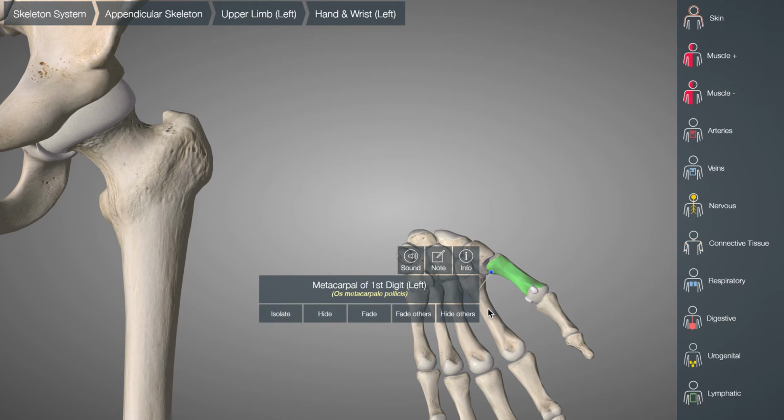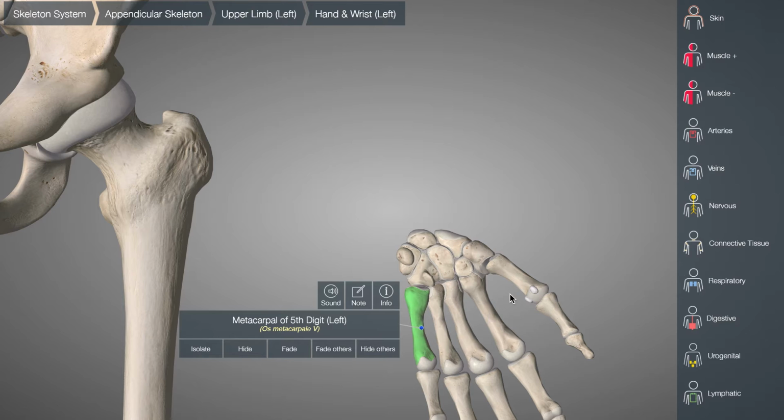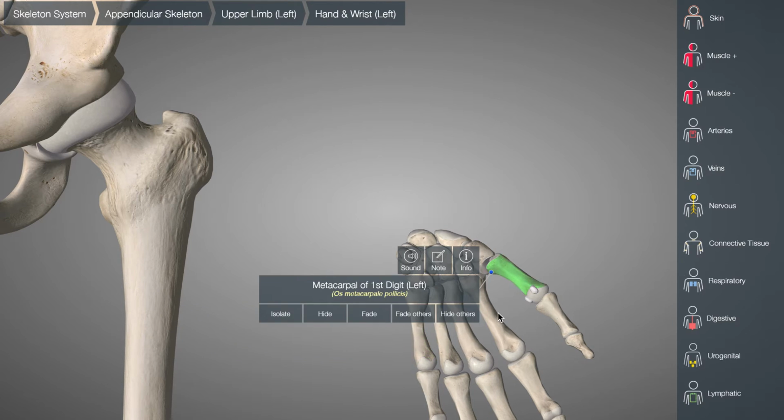Okay, so we have these right over here. These are called the metacarpals. Okay, so we have 5 of them. That's pretty easy. They're numbered 1 through 5, starting at the thumb.